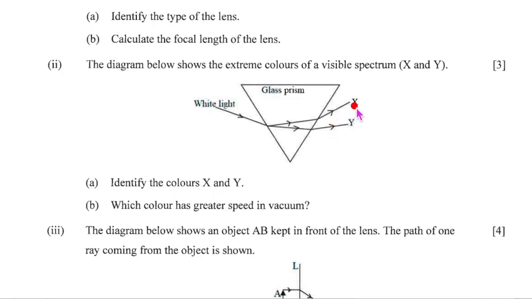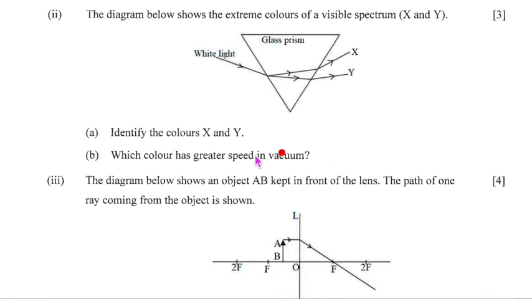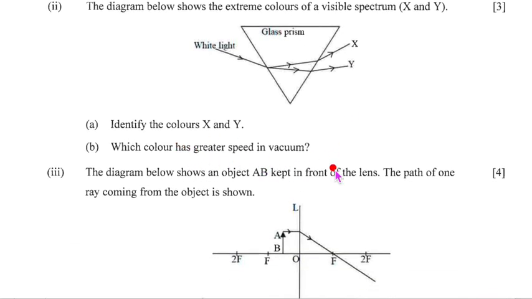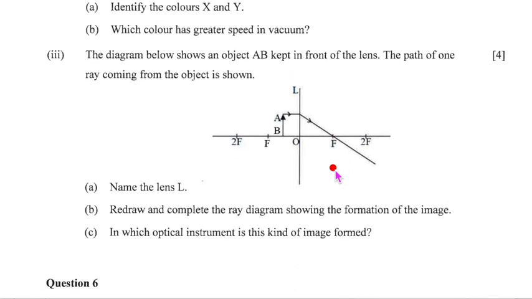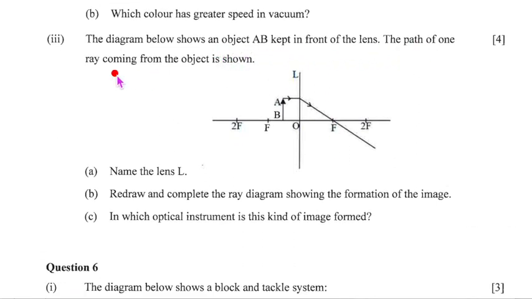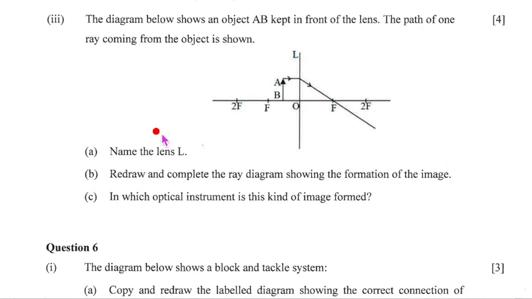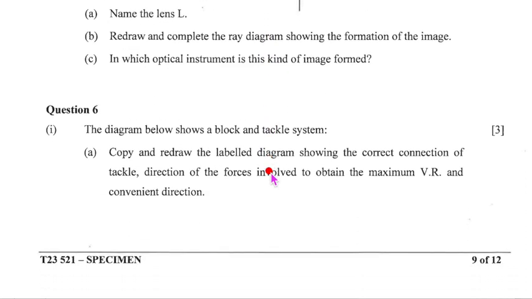Now we know that the ray which is deviated the most is going towards the base. So your X will be the one which is deviated the most. So this will be violet, this will be red. Which one has the greater speed in vacuum? None of them. Both will have the same. So that is also good. Now look at this. Okay. We have to name the lens. Now name the lens. Can you see over here the ray parallel to the principal axis is going through the principal focus. So it's a converging lens. So this is the convex lens. And to draw this also is doable. So question 4 and 5, 2 questions down.